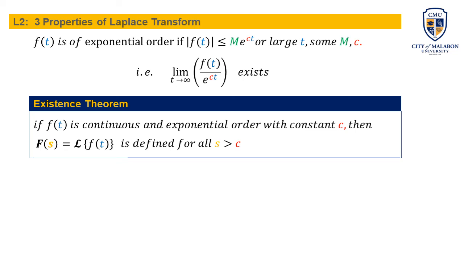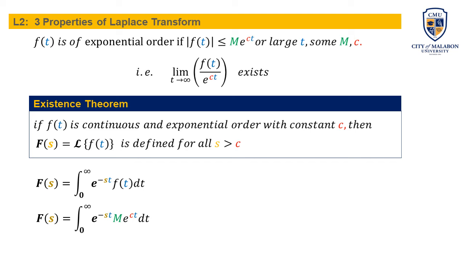c, then there is a Laplace transform of that function, defined for all values of s that is greater than c. Okay? So let's illustrate this theorem. Again, let's start with the definition of the Laplace transform. F of s is equal to the improper integral from 0 to infinity of e to the minus st times f of t dt. So we will now use this exponential order function m times e to the ct for the function f of t.